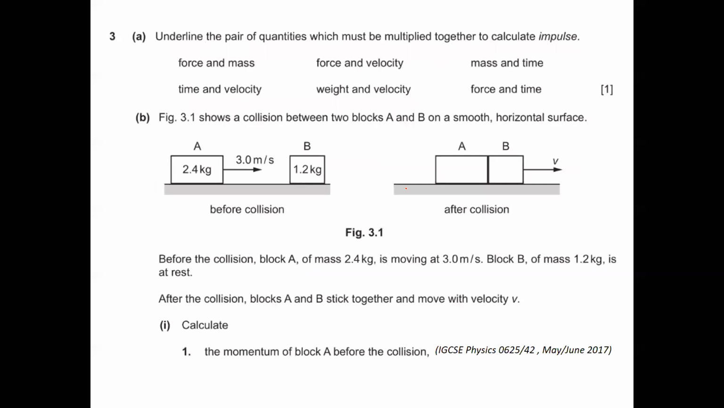After that, underline a pair of quantities which must be multiplied together to calculate impulse. The formula of impulse just now is force times time. So the pair is force and time.